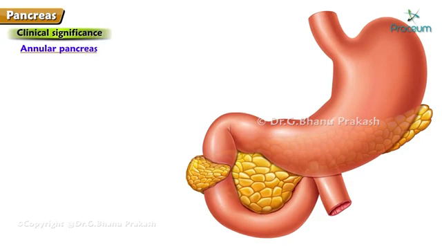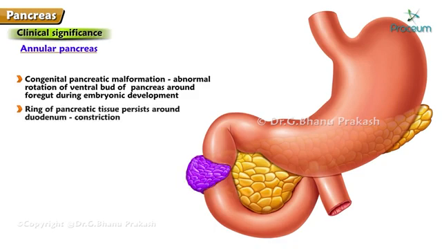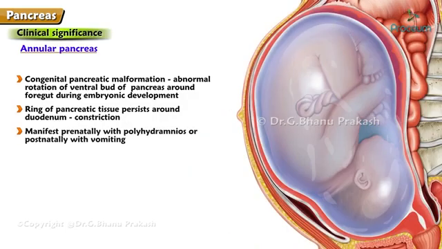Annular pancreas, a congenital pancreatic malformation caused by abnormal rotation of the ventral bud of the pancreas around the foregut during embryonic development. A ring of pancreatic tissue persists around the duodenum, causing constriction of it. It can manifest prenatally with polyhydramnios or postnatally with vomiting.